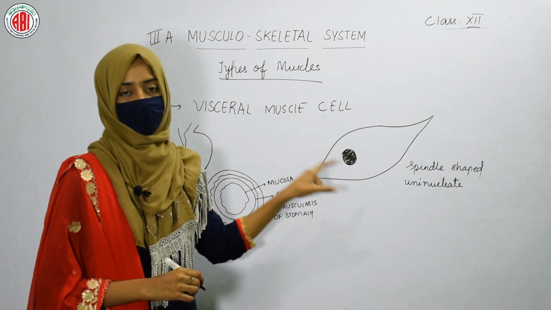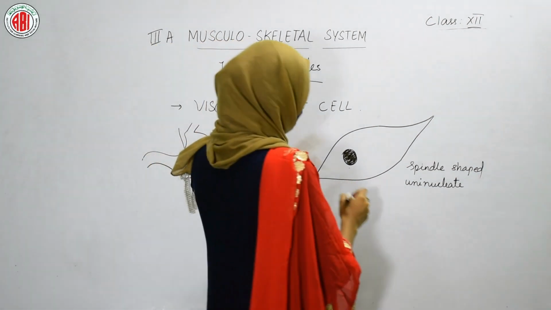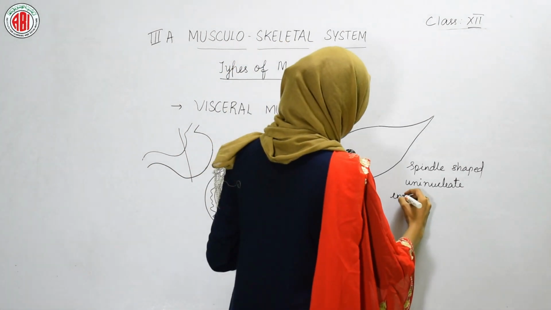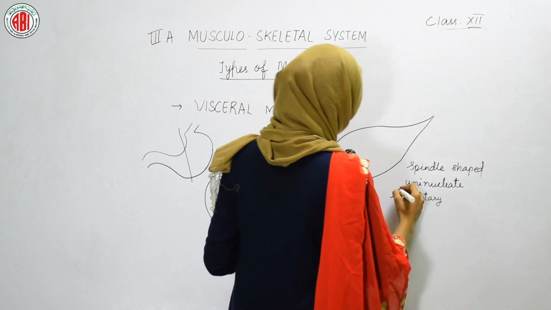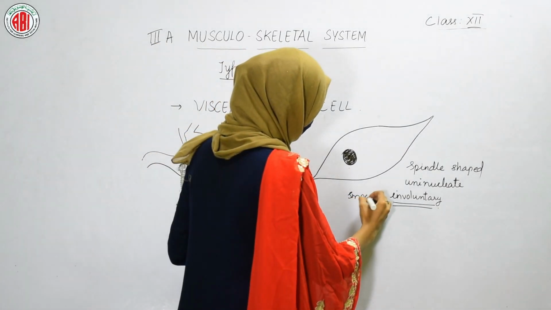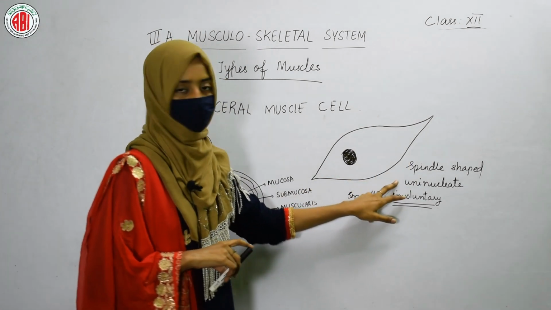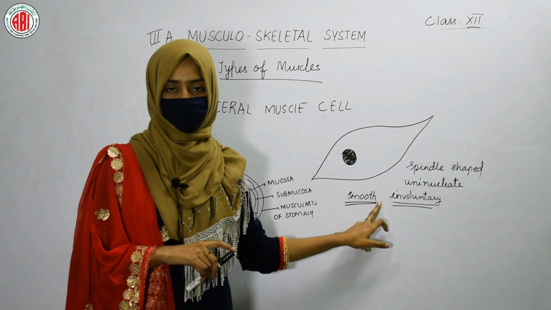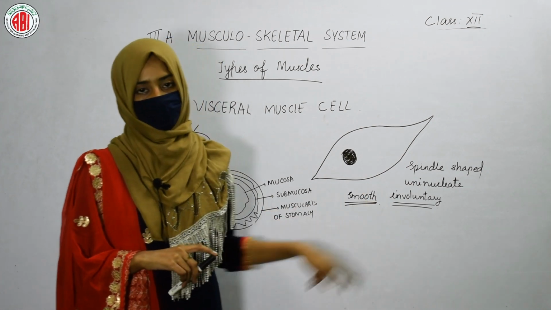And these cells are involuntary in function. That means the contraction of these muscle cells is not under our conscious control. We call these muscle cells smooth muscle cells. They are spindle in shape. They have only one nucleus in their structure. They are smooth and the function is involuntary.